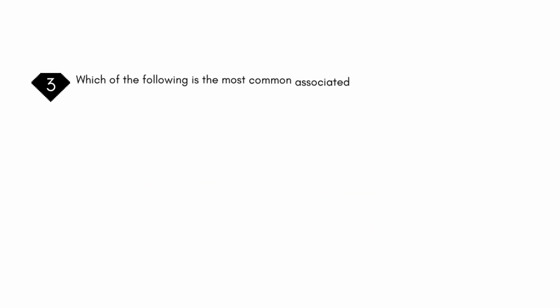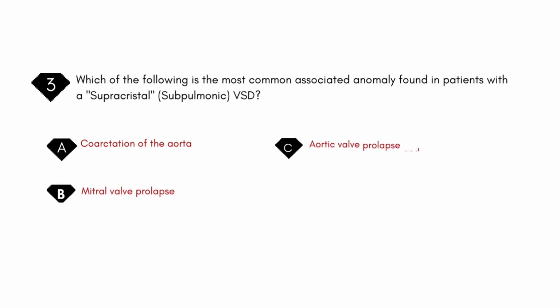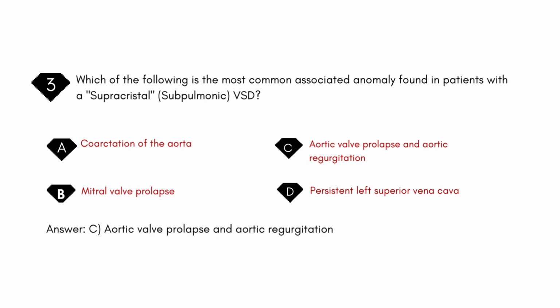Which of the following is the most common associated anomaly found in patients with a supracrystal, subpulmonic VSD? A. Coarctation of the aorta. B. Mitral valve prolapse. C. Aortic valve prolapse and aortic regurgitation. D. Persistent left superior vena cava. Answer: C. Aortic valve prolapse and aortic regurgitation.